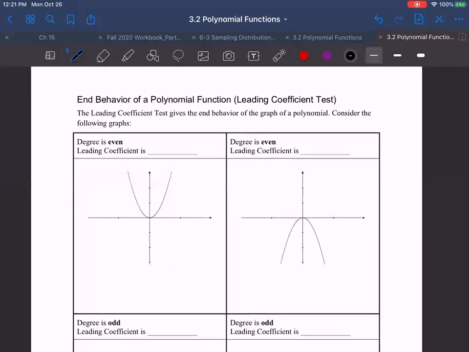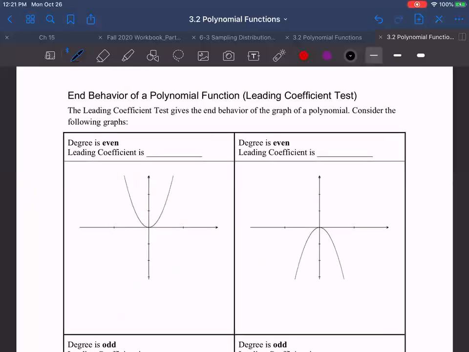Okay, so what we're looking at here is end behavior of polynomial functions. And what we're going to look at is the leading coefficient test. And the reason we're doing this is because the majority of the function's properties, by a long shot, are going to come from that leading term.